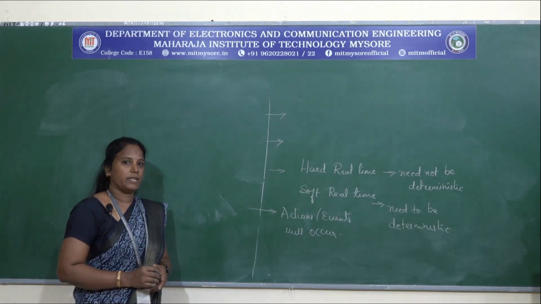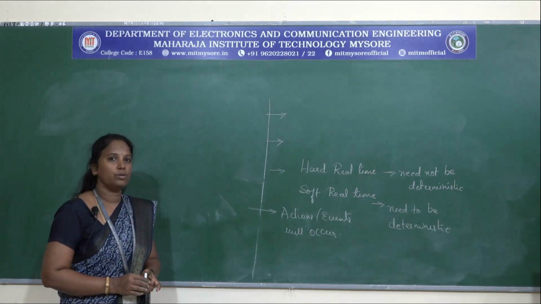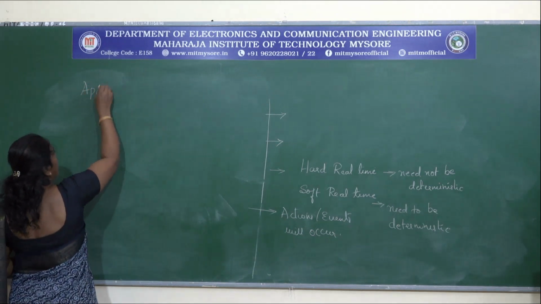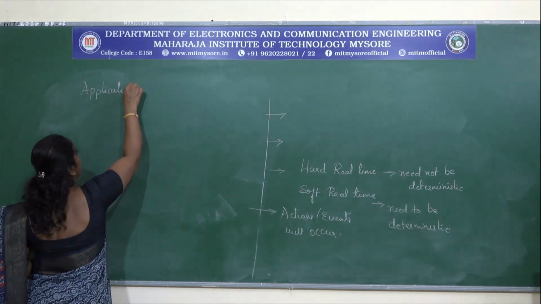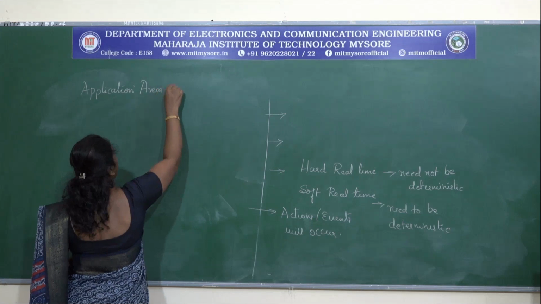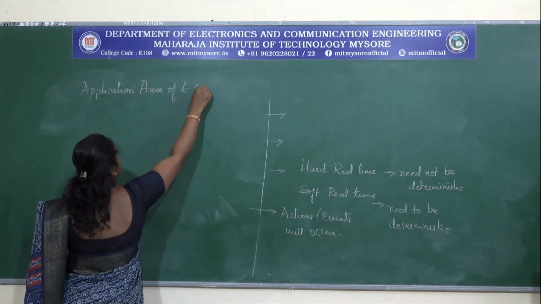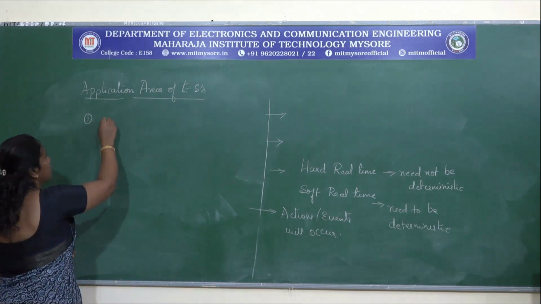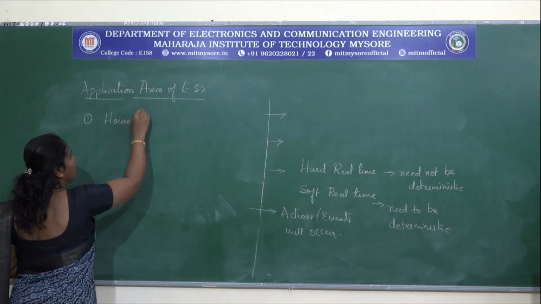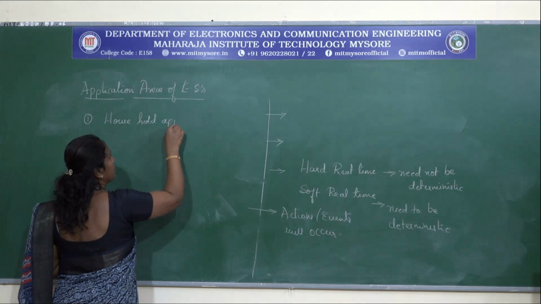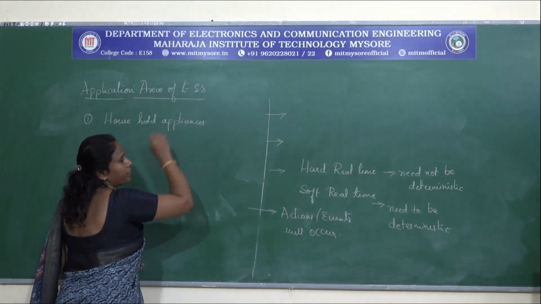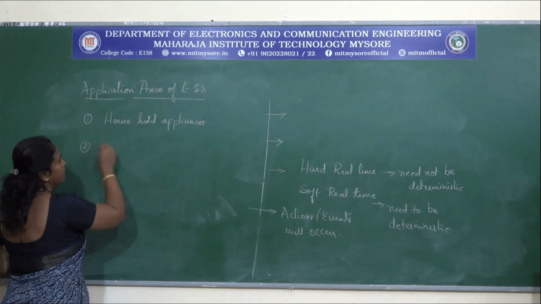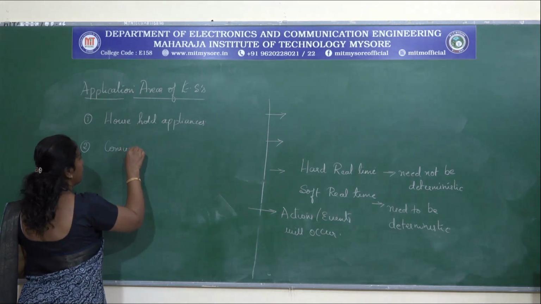After knowing the classifications of embedded system, now we should know what are the different application areas in which embedded systems are used. Application areas of embedded systems. As we all know, the household appliances, in case of mixer grinder, your TV, etc. It is nothing but consumer electronics.